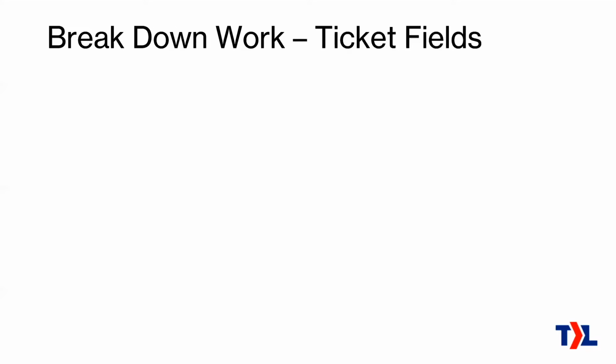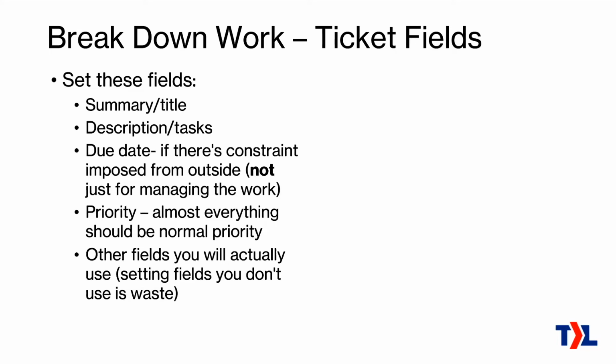So as we break it down, I wanted to give some tips on what we actually use, if you're using ConnectWise or Autotask. How do we do it? What fields do we use on the tickets? Some of them are obvious, like you're going to be using the summary or title, and the description on the tasks. The due date you can use if there's a constraint imposed from outside.